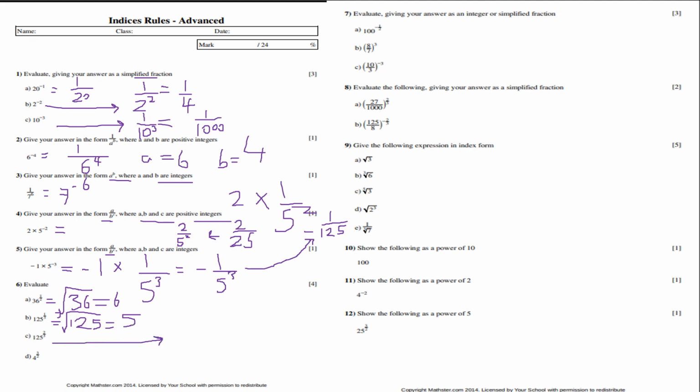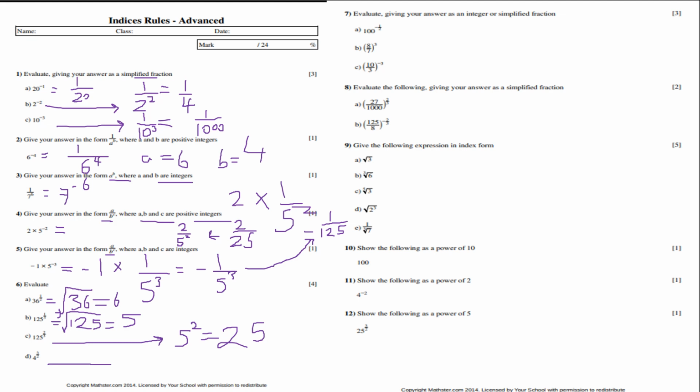For part C, 125 to the power of 2/3. Similar to part B, but all I do is just square my answer. So I raise my answer to the power of the numerator. So it'd be 5 squared, which is equal to 25.